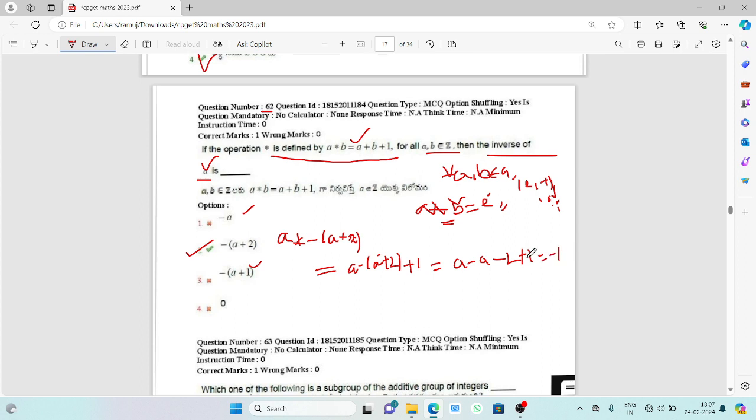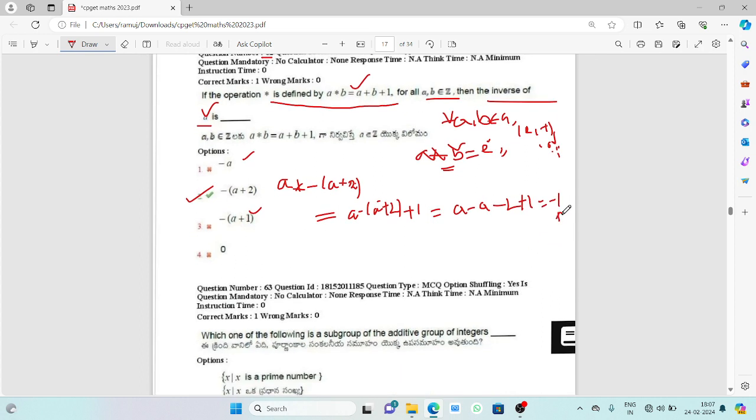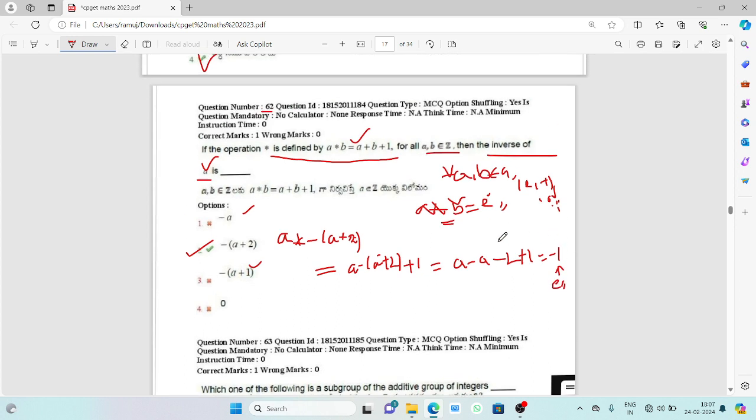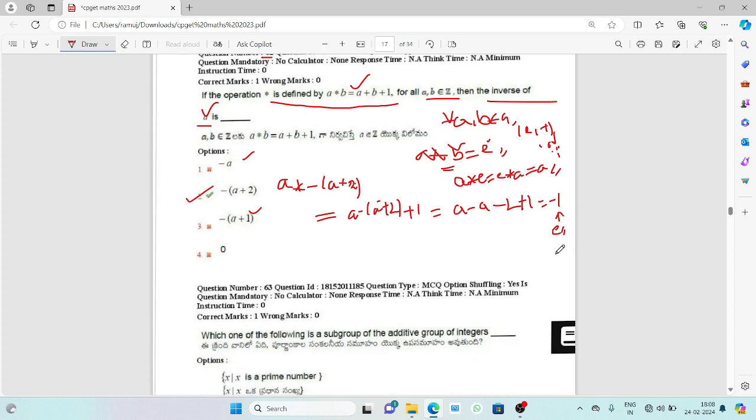So here the identity element is e. We don't know whether the identity element e is minus 1 or not. So for that, when we say that it is the identity element, a binary operation e and a gives you the same element, then we say that that element is the identity element. So here we get it, minus 1 is the identity element.